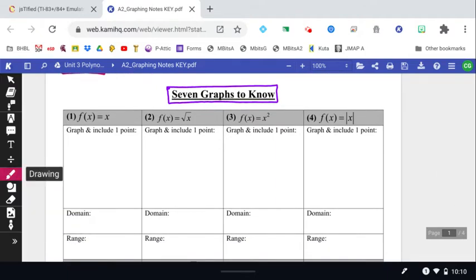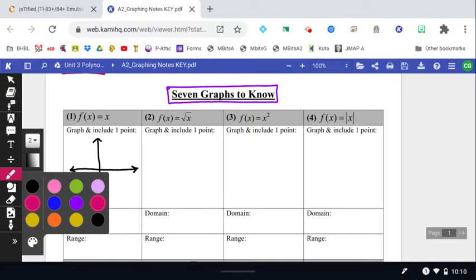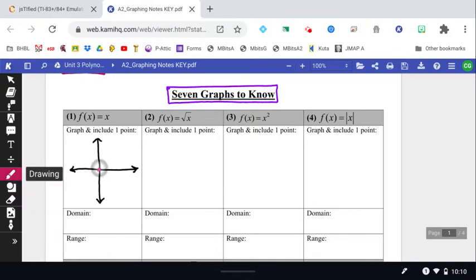So our first function, f of x, or y equals x. This is a linear function. And our linear function is going to go through the point 0, 0, and it has a slope of 1. So f of x equals x. This is our linear function.